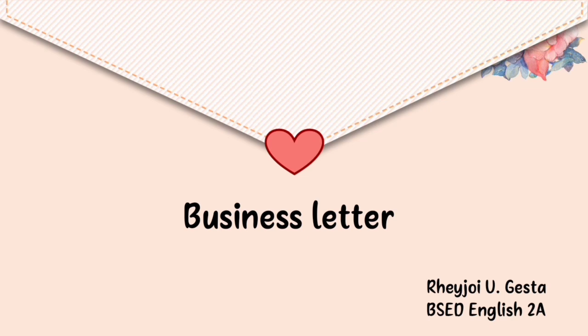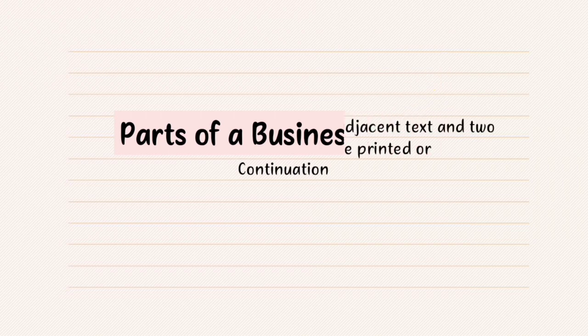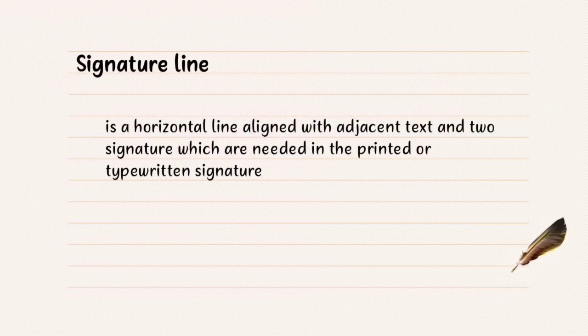So, we will tackle the first subtopic, which is the parts of a business letter. Actually, this is just a continuation of the report of Mr. Clapano. So now let's proceed to the signature line. When we say signature line, it is a horizontal line aligned with adjacent text and a space for the signature, which is needed in the printed or typewritten signature.